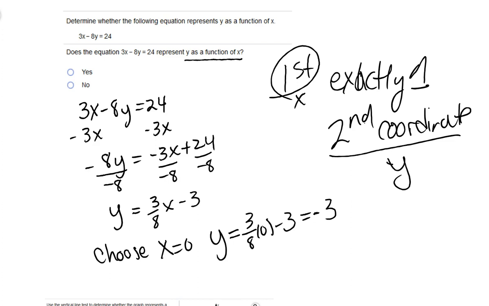Now we did one example, but it really has to be true for every first coordinate. So if we choose a different value of x, will that also correspond to exactly one second coordinate? So I chose a second x value of 8. If we substitute that in, we would get the 8's canceling out to be 3. 3 minus 3 is 0. And we get, once again, one second coordinate. So no matter what value of x we choose, we're going to substitute into this equation and just get one value of y. So this is a function.